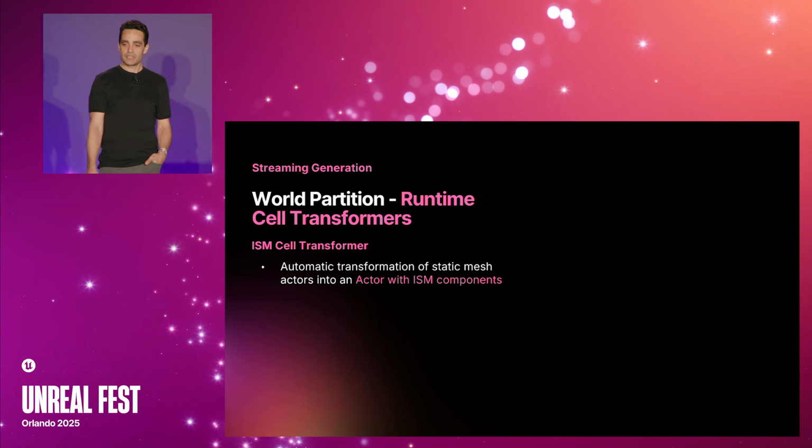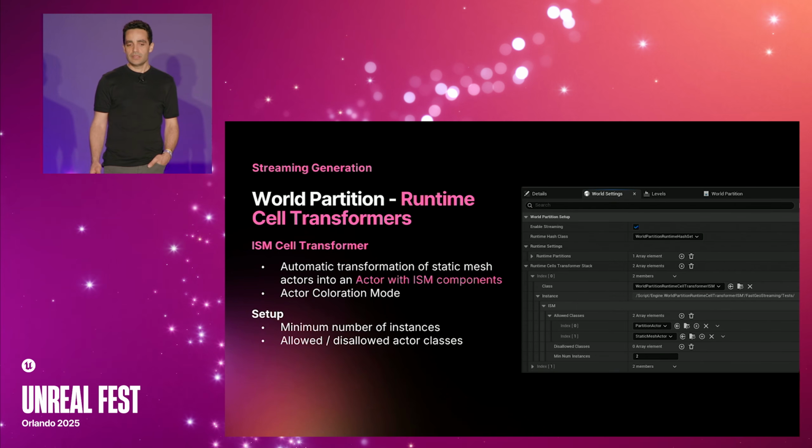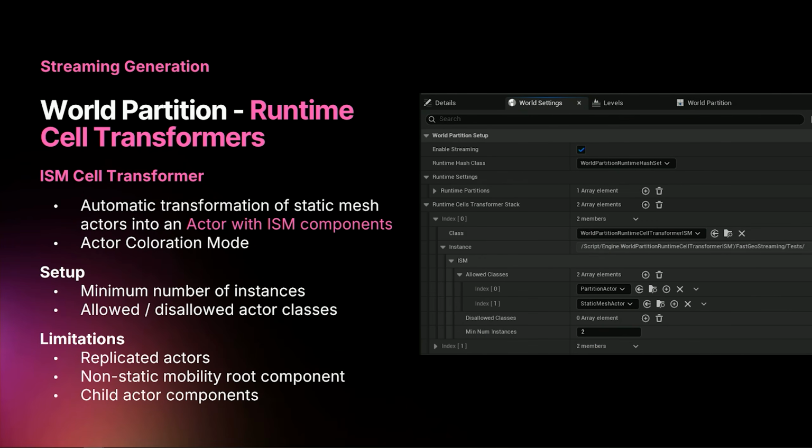And with the runtime cell transformer framework, we provide the ISM runtime cell transformer, which automatically transforms static mesh actors into instanced static mesh components. And it's also possible to visualize the transformed result using the provided actor coloration mode. And in the transformer settings, you can specify a minimum number of mesh instances required to allow the transformation and define a list of allowed and disallowed actor classes.